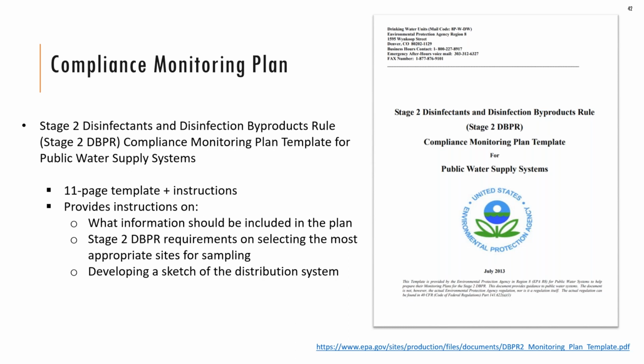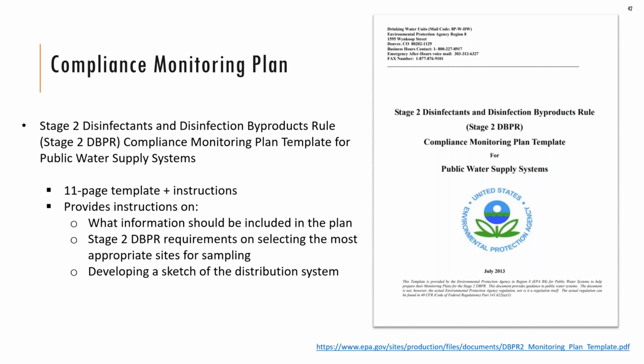Some states might not require systems to include a diagram of their distribution system. Some states might have additional requirements for additional monitoring sites and that information. So it's definitely recommended that water systems check with your state to see if they have state-specific templates that they can use. And once systems have an established plan, they should submit that to their state for review and approval.